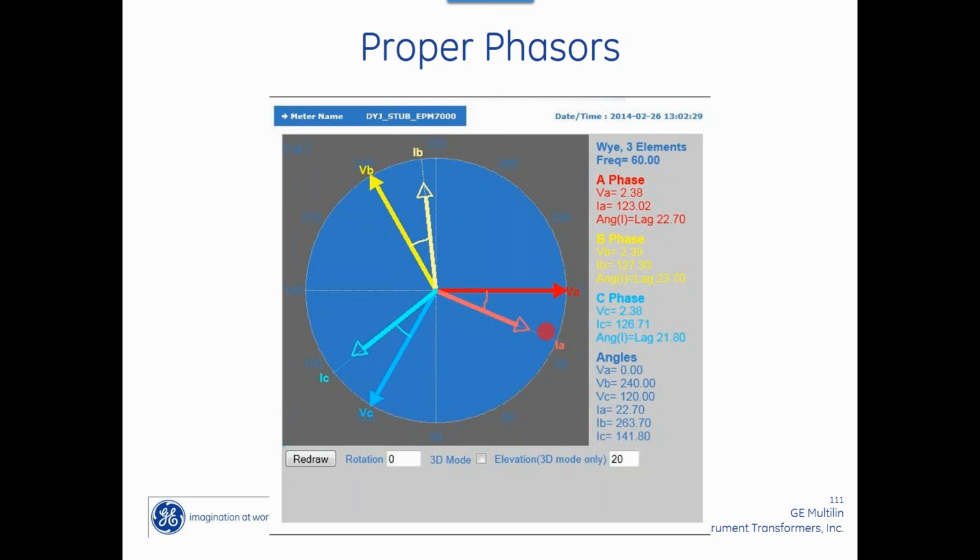Lag. I expect to lag, absolutely. And in this case, if I'm standing here and my rotation's counterclockwise, this current is lagging this voltage. So this is actually the proper way that it should be done, okay?